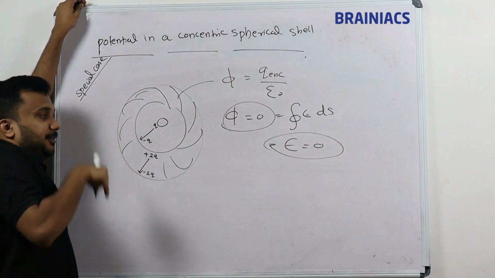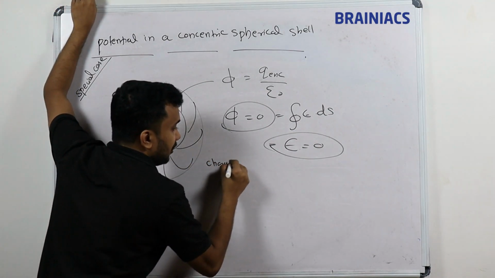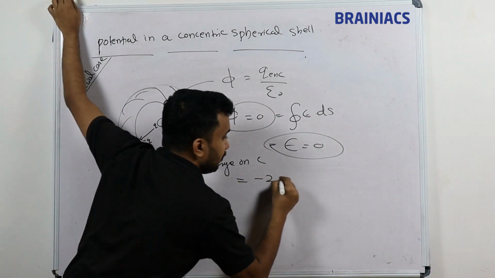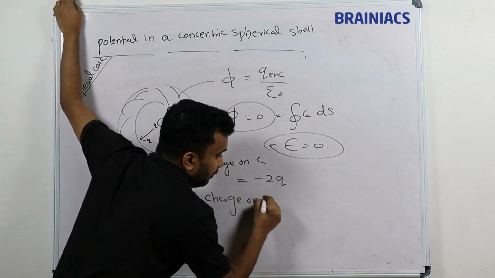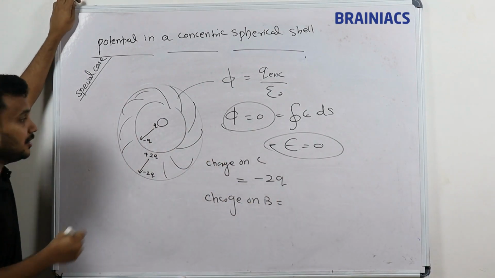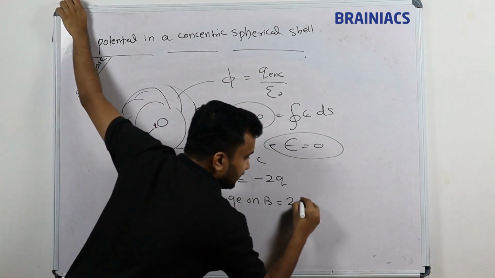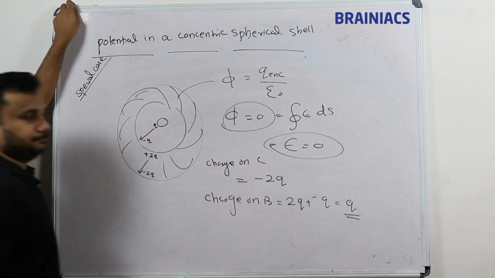Now I'm coming to the answer to the question. Our question is the charge on C. Charge on C is equal to minus 2q. Now in addition, I'm writing the charge on B. Charge on B is equal to what? Minus q will come here, and already 2q will be here. So as I told before, 2q plus minus q, I'll get the answer, which is equal to q.